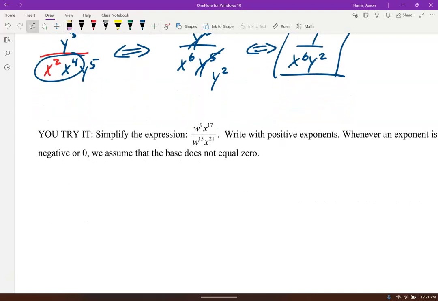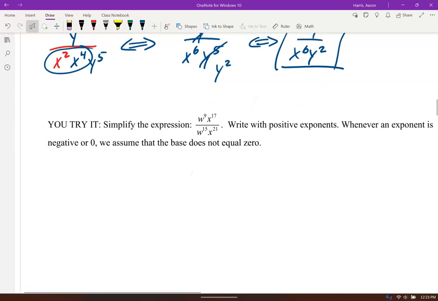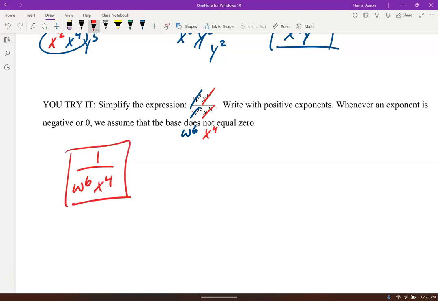All right, why don't you guys go ahead and put in the chat your answer to that one. We have 9 w's on the top, 15 on the bottom, so I'm left with 6 on the bottom. And then with the x's, I have 17 on the top and 21 on the bottom. So I'm left with 17 minus 21, 4 on the bottom. So this is 1 over w to the 6th, x to the 4th.